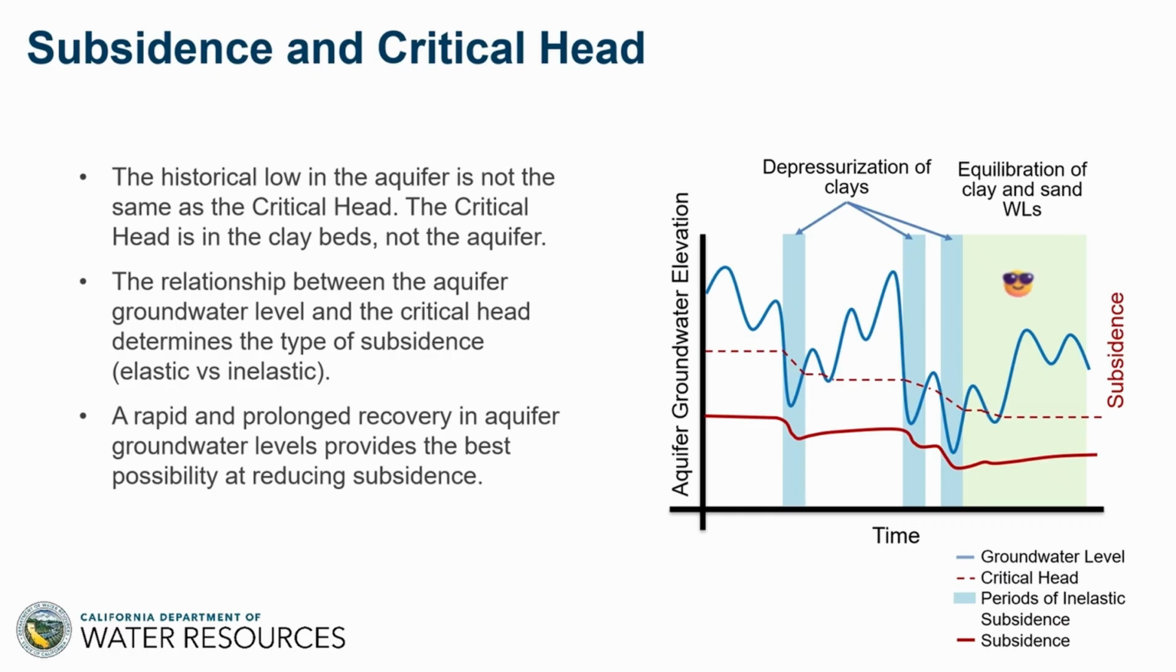And again, the critical head level determines the type of subsidence that results. When you exceed the critical head, inelastic subsidence will result. And as before, raising groundwater levels quickly and for a long, prolonged period, particularly in basins that are experiencing ongoing subsidence, is the best way of decreasing the subsidence rate.